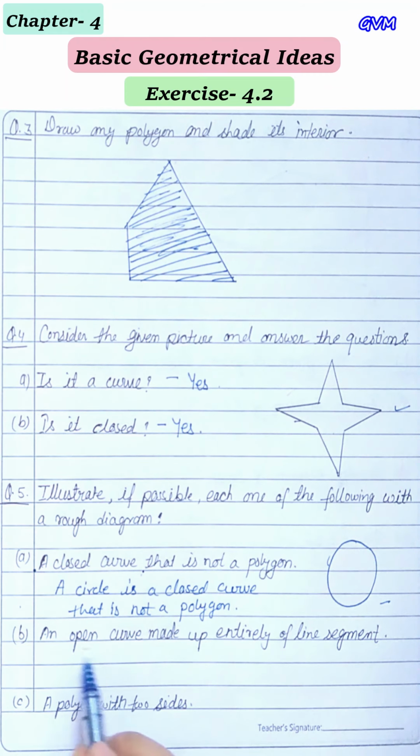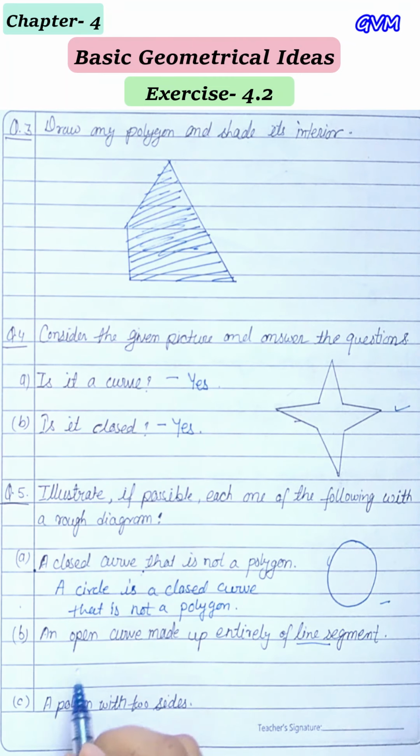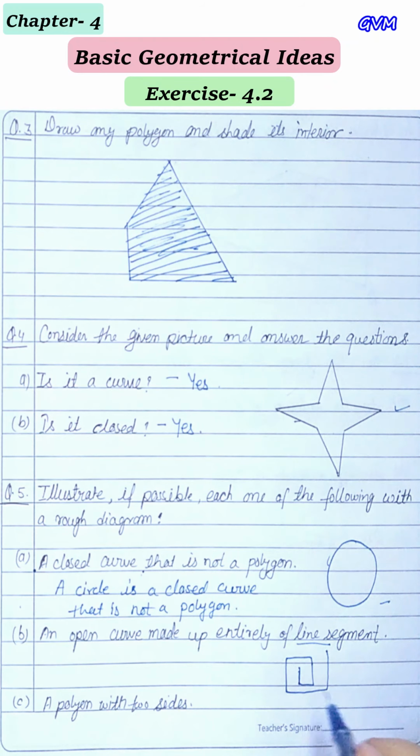Okay, so B part we have now an open curve made up entirely of line segments. So हमें एक open curve बनाना है जो कि पूरी तरीके से line segment से बना हुआ हो. Okay, so we can make it like this. This is an open curve. First of all, this is curve because we didn't lift our pen while creating this, and secondly, this is open curve because starting point and end point are not joined. So this is an open curve. Now next we have line segments. It should be made entirely of line segments. So we have created this curve using some line segments.